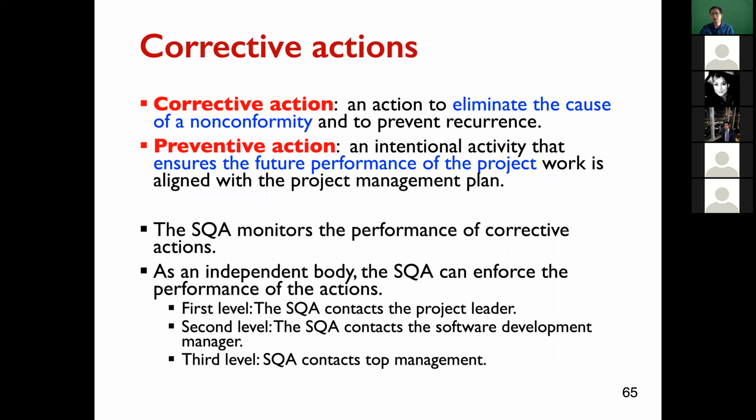Based on the findings of the audit, we can take some actions to improve our process. There are basically two types of actions. The first one is corrective actions. We want to eliminate the cause of a non-conformity and prevent its recurrence. That's corrective action. We also have preventive action. That is to ensure the future performance of a project, to ensure in the future we can have fewer non-conformities.